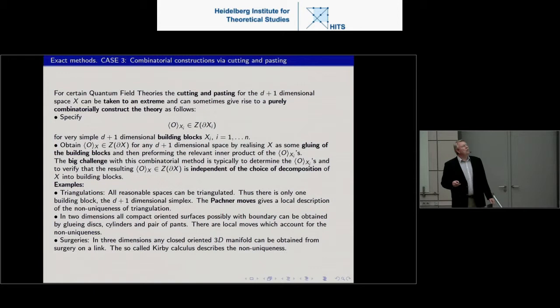Perfect. Likewise, surgeries, it's a little different than pieces, but in three dimensions, any closed oriented three-dimensional manifold can be obtained from surgery on a link. And there is something called the Kirby calculus that describes the non-uniqueness. So we have many situations where we have total control over the spaces themselves, and therefore we just have to build quantum field theories on them. And we can do this by this sort of combinatorial method, and that's what I will tell you a little bit about now.